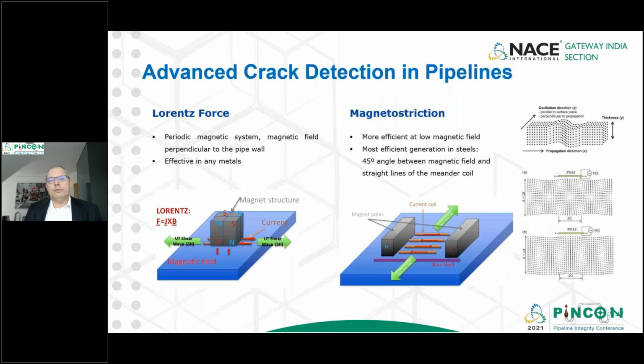Here you see the two principles of creating the ultrasound in the pipe wall. One is using Lorentz force, the other is using magnetostriction, where my company has opted for the magnetostriction method, which gives certain advantages over the Lorentz force method. The biggest advantage is that the sensors do not need to be that close to the pipe wall as with the Lorentz force method, and that we get a better signal to noise ratio for the reflections which come from the features inside the pipe wall.